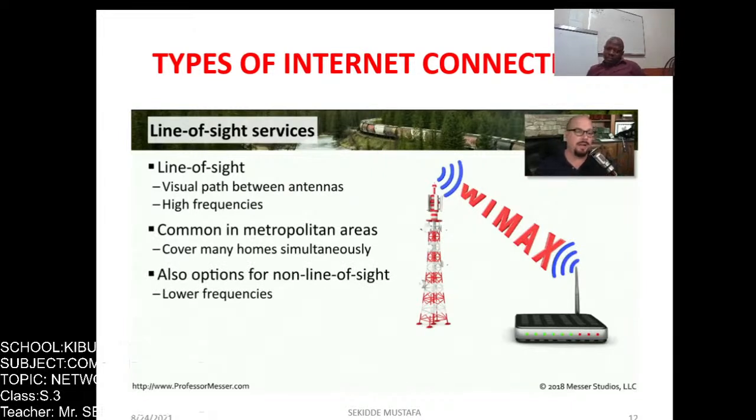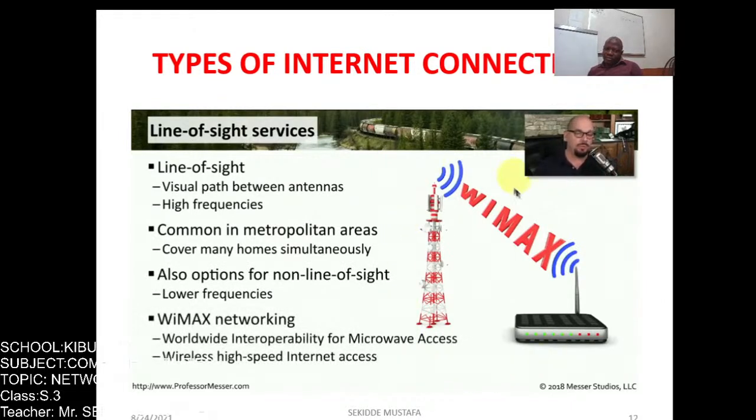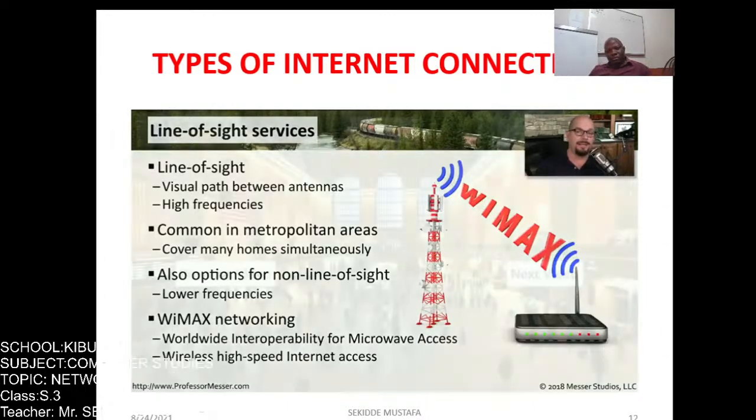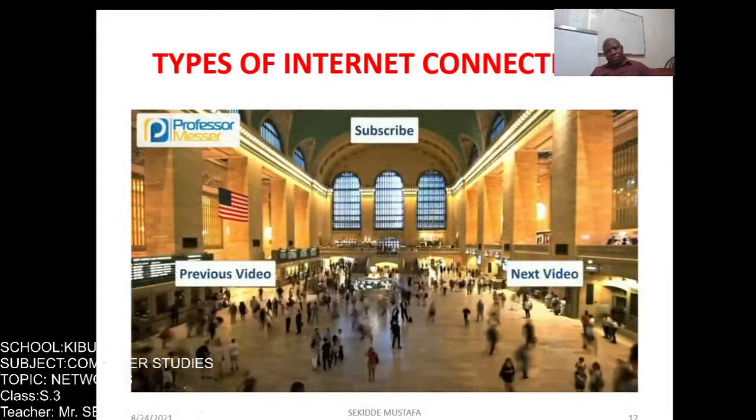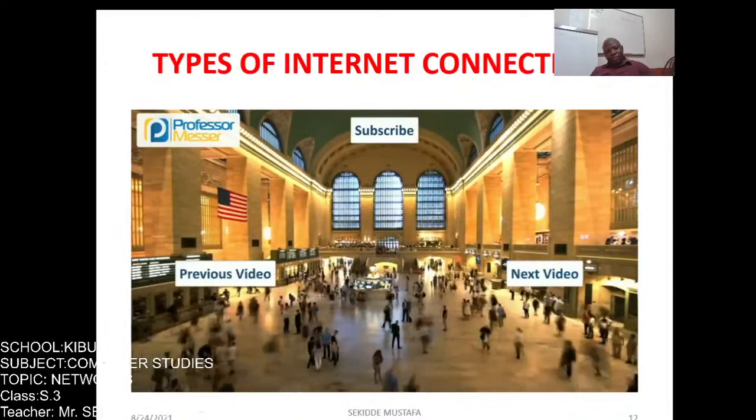A very common type of line-of-sight service is WiMAX. This is the worldwide interoperability for microwave access. This provides wireless high-speed internet connectivity by simply putting an antenna outside of your house and accessing those WiMAX antennas in your area.